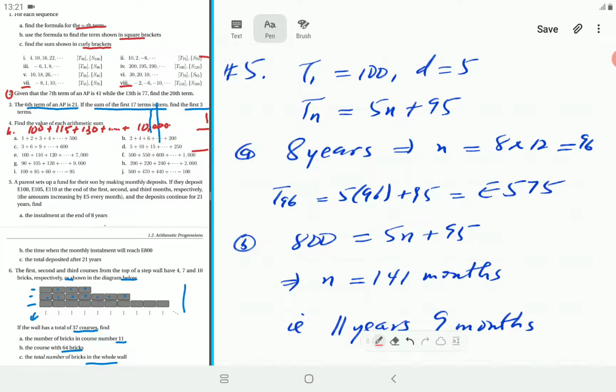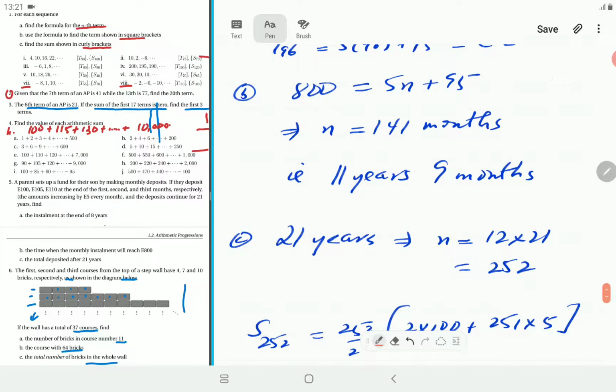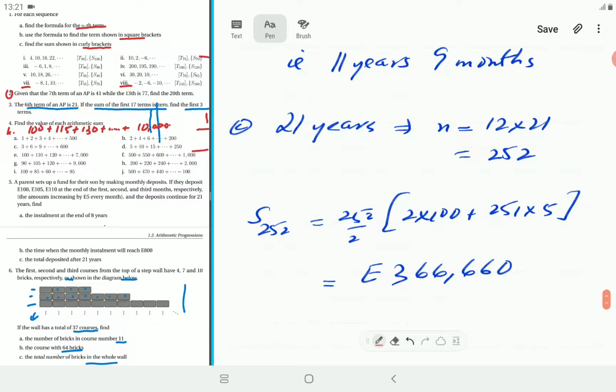And then the deposit that is 800 is going to happen after 141 months, which is 11 years, 9 months. The total deposited after 21 years, it's got 252 months. So it's going to be S252, and that is going to be 366,660.